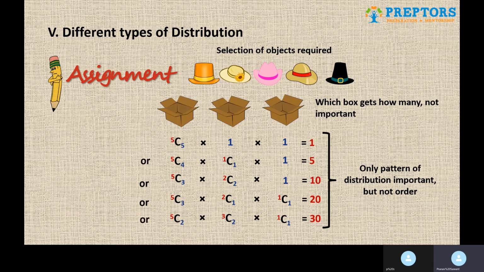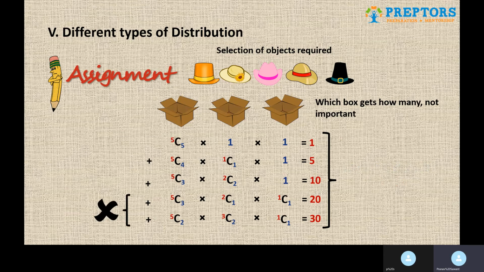Now we will simply add it. But remember one thing guys, 66 is not the final answer. Why is it not the final answer? Because if you observe in the last two distributions, the selection is not done properly. The selection is not done properly means there is some double counting of hats. So how is there double counting of hats?